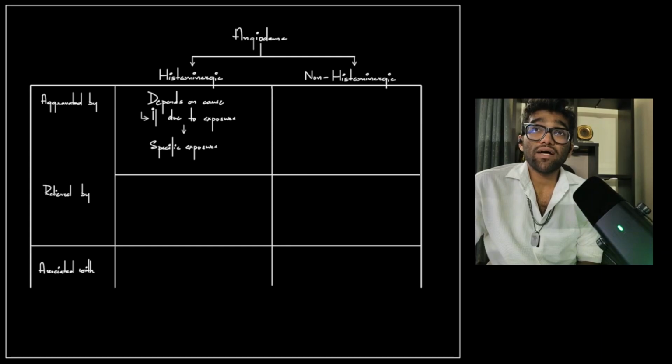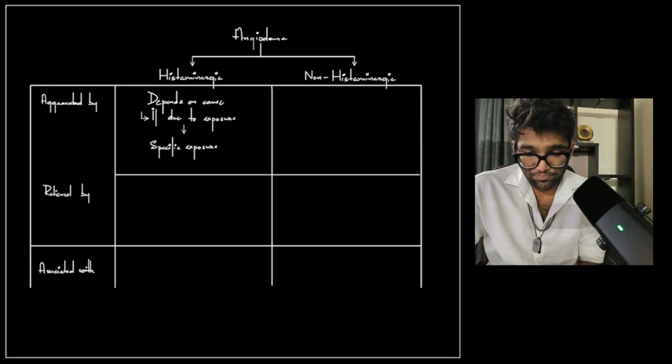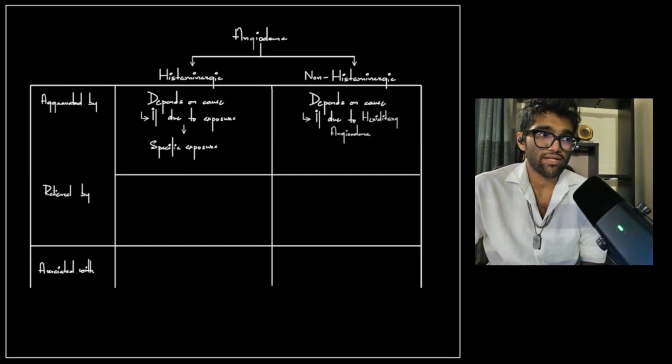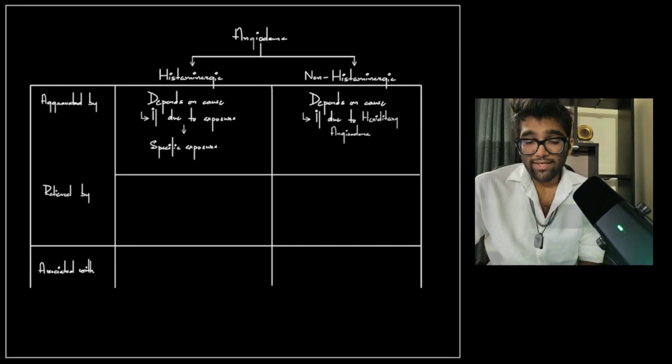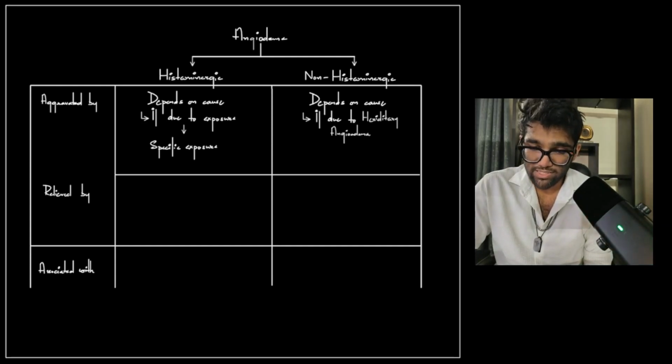So, that mast cell degranulation could be caused by IgE cross-linking, or it could be caused by some kind of mechanical exposure, or sun exposure, which is called solar urticaria. Now, non-histaminergic angioedema, again, the aggravating features depend on the cause, and in hereditary angioedema particularly, stress is one major reason for aggravation.